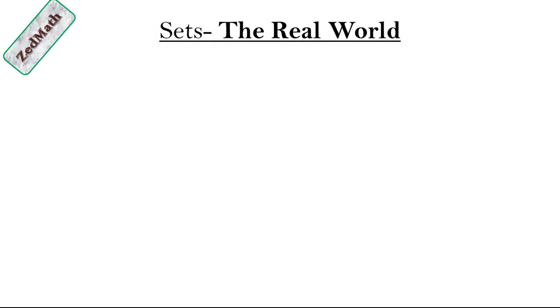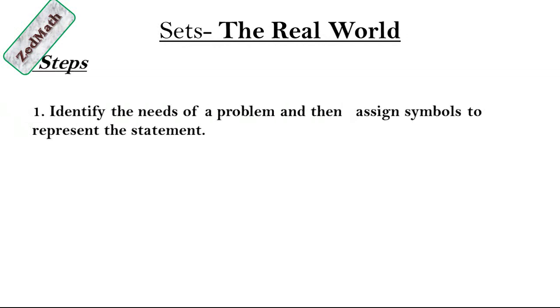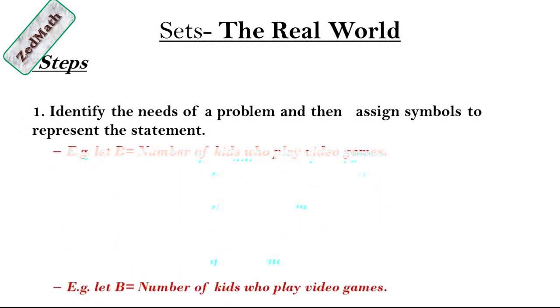Whenever we're given a problem extracted from the real world, there are various steps that, if taken, are usually helpful in solving the problem. So let's take a look at them. Step 1, identify the needs of the problem and then assign symbols to represent the statement. If the statement goes like, in this group there is a group of kids who like playing video games, we can say let B be equal to the number of kids who play video games.